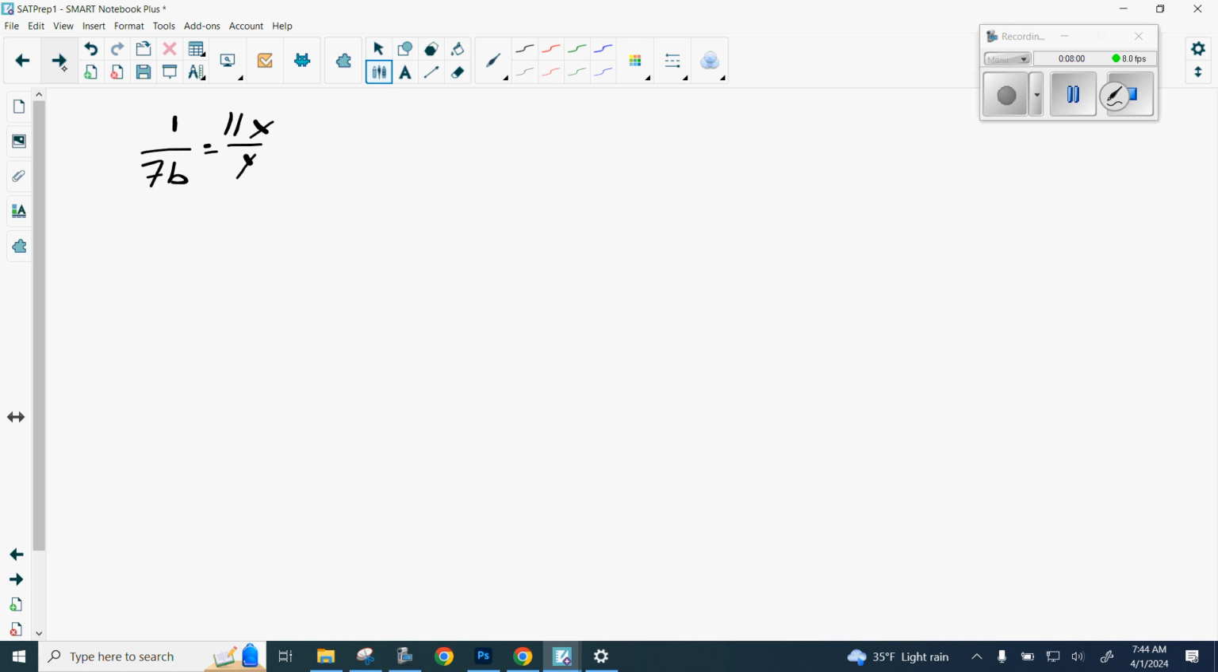So the first thing I'm going to do is multiply both sides by y and multiply both sides by 7b. You might have also heard this called cross multiplying, right? So I'm going to multiply the y times the x and the 7b times the 11x. So I'm going to have 7b times 11x equals y.